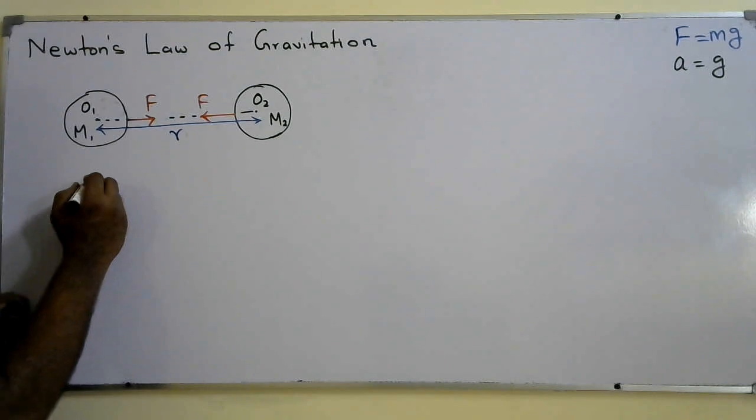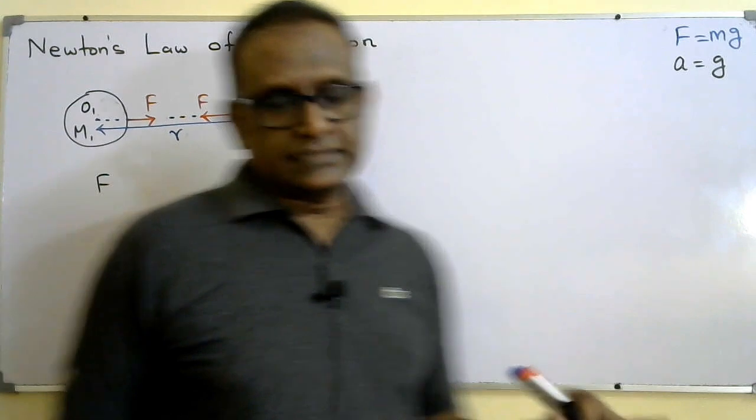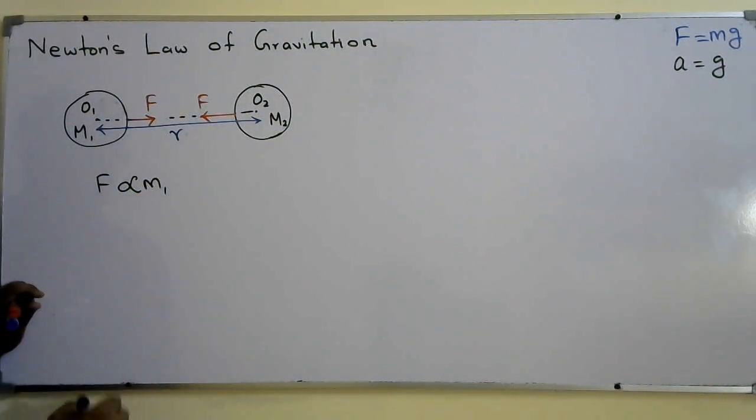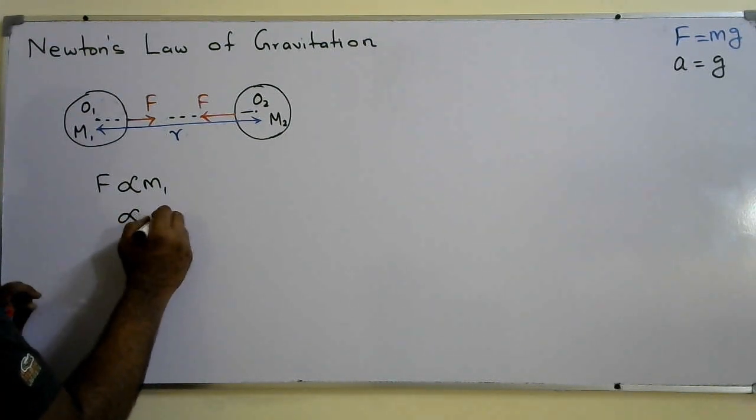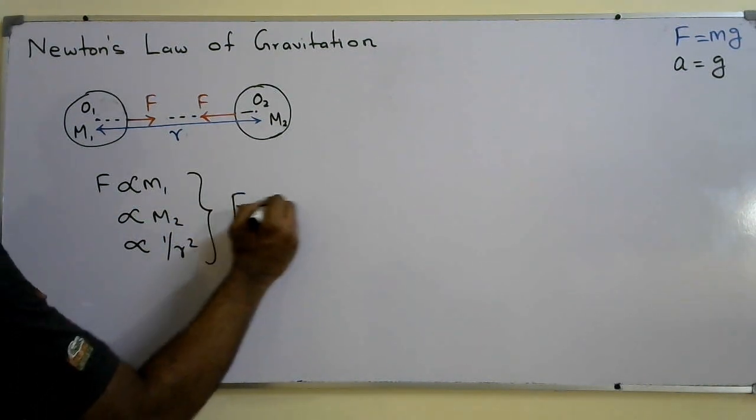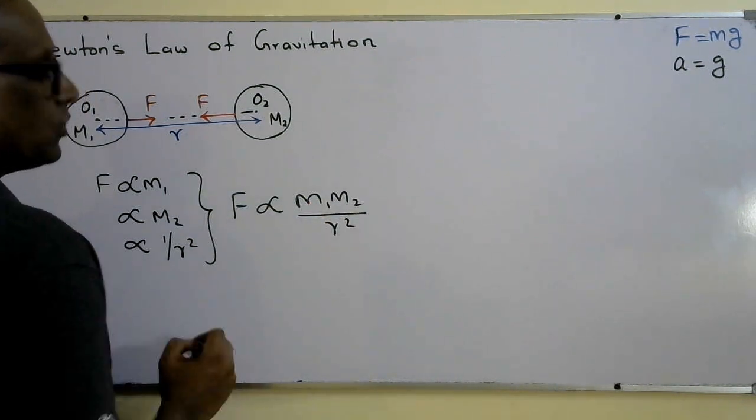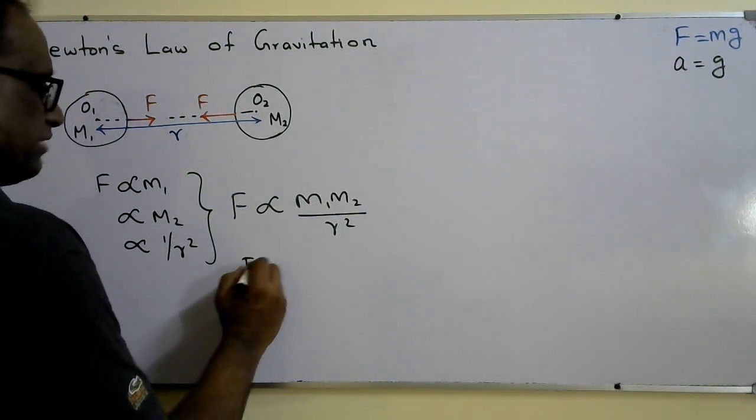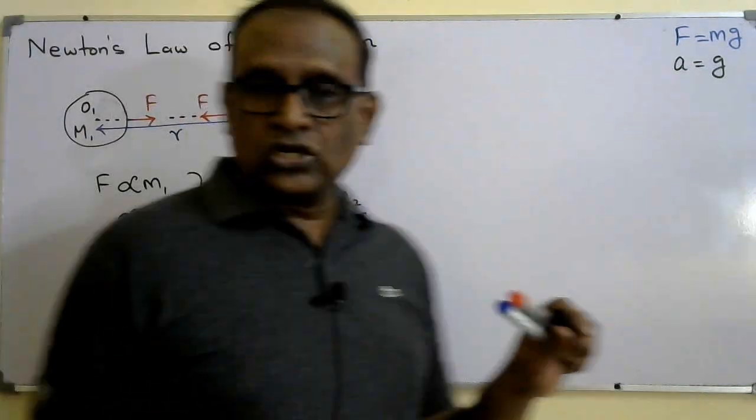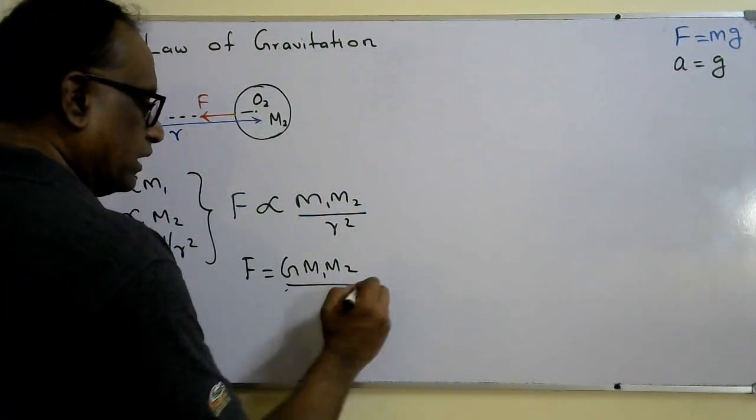So F is proportional to m1, the same as Coulomb's law between two point charges. A similar equation we will get. F is proportional to m1, where there we had q1, here we put m1. F is proportional to m2, and inversely proportional to r squared. When I combine all these, F is proportional to m1 m2 over r squared. So there must be a constant. The constant is called the universal gravitational constant. F equals G m1 m2 over r squared.